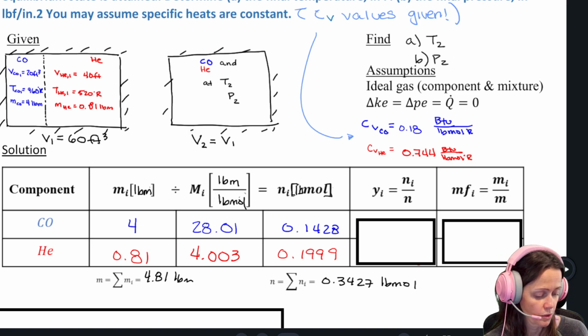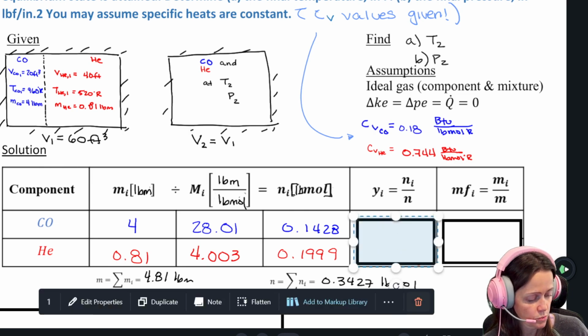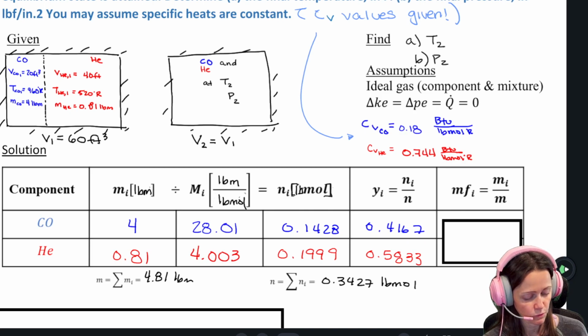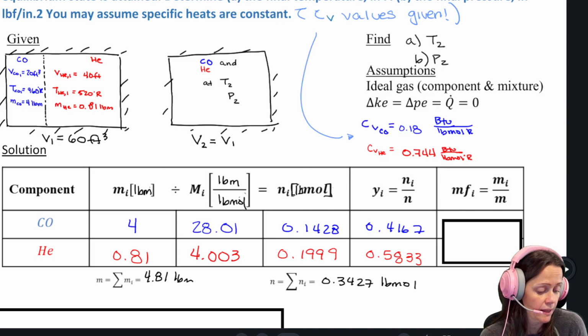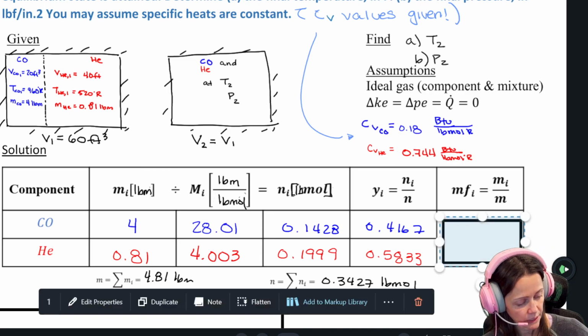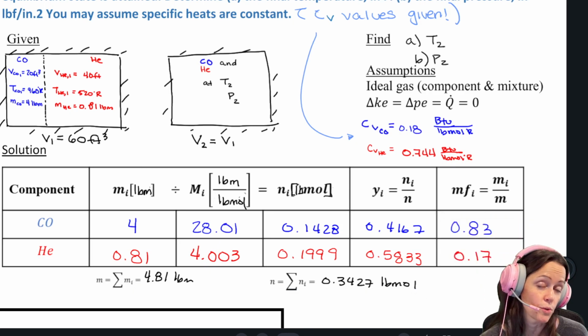So 0.1428 divided by 0.3427 would give you 0.4167, and then same thing for the helium. And then I'll go ahead and get the mass fraction as well, right? 4 divided by 4.81, 0.83, and so the other mass fraction has got to be 1 minus 0.83, so 0.17.